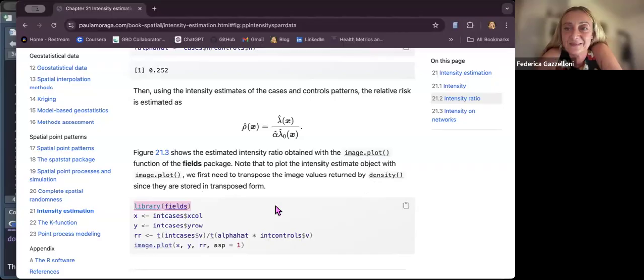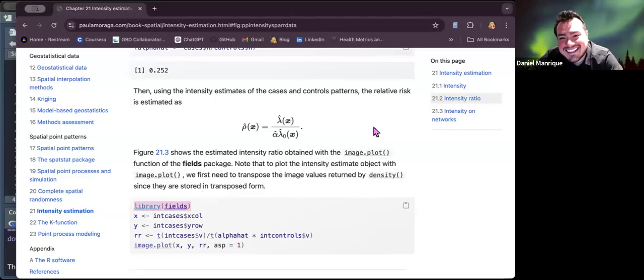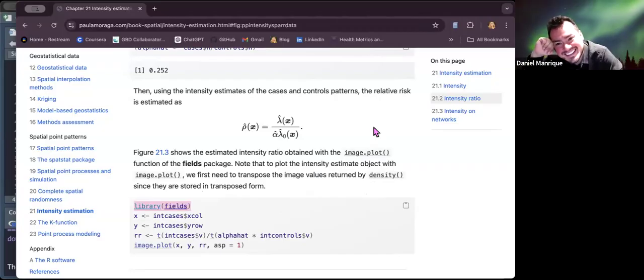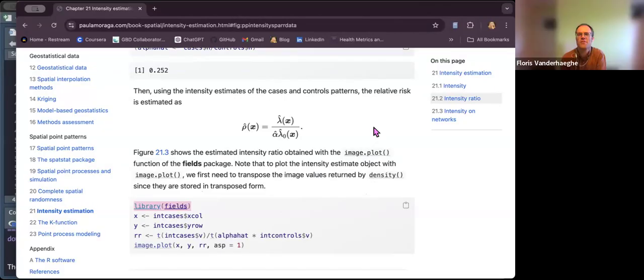Very interesting. I don't know if Florist maybe has a bit more experience than me. Well, I'm new to point patterns. So for me, this is all very interesting, but new. But still, I think I do understand more or less the problem.